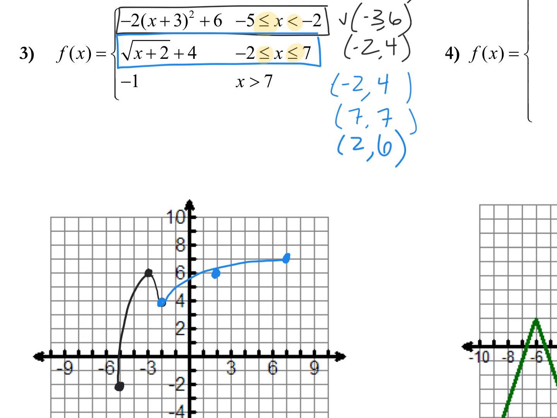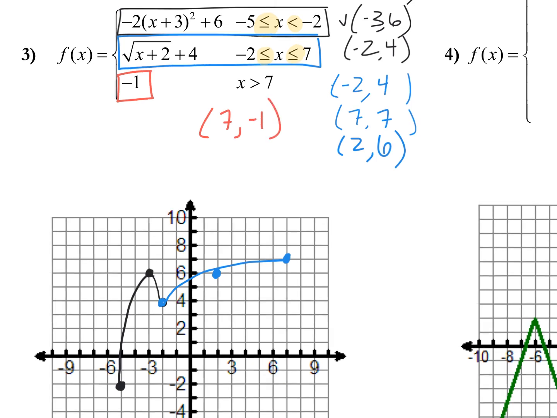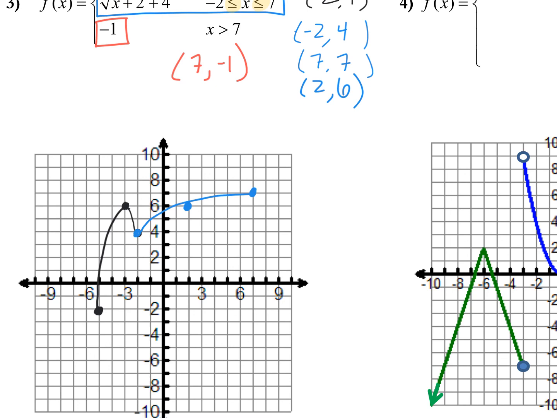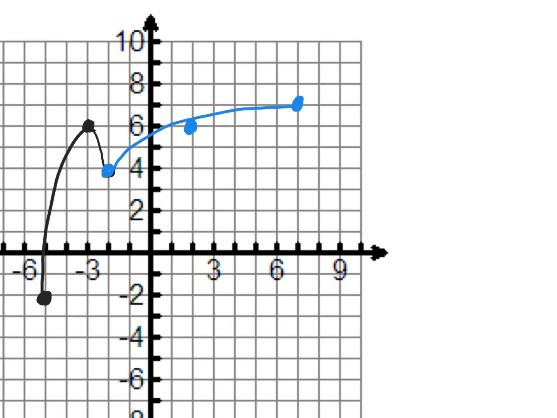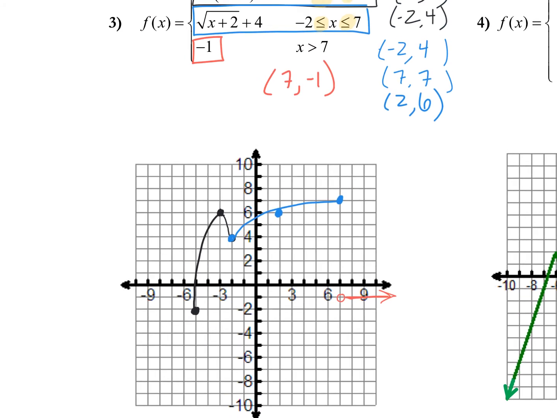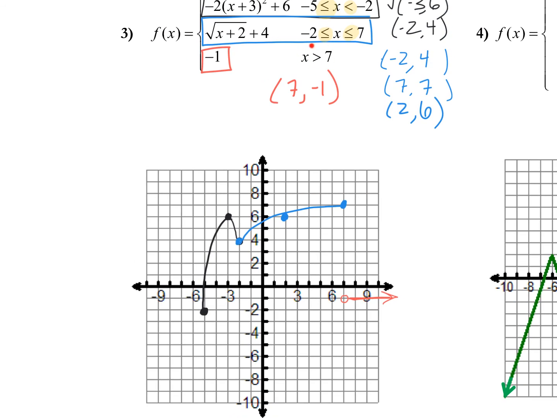And then the last part is a horizontal line at -1 for everything bigger than 7. So starting at 7, the y value is -1, and it's an open circle, and then it continues to the right because it says x is greater than 7. So that means use x equals 8, 9, 10, whatever. So 7, -1 is my first dot with an open circle, and then it's a horizontal line that continues this direction. Put an arrow on that one because it doesn't have an endpoint. It's at 7 to the right forever.